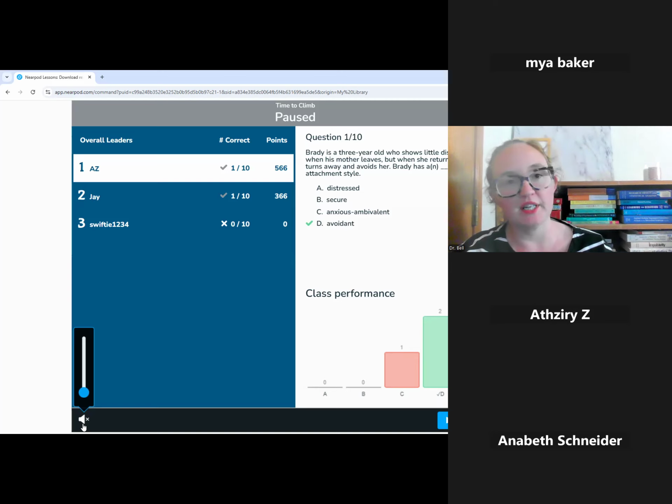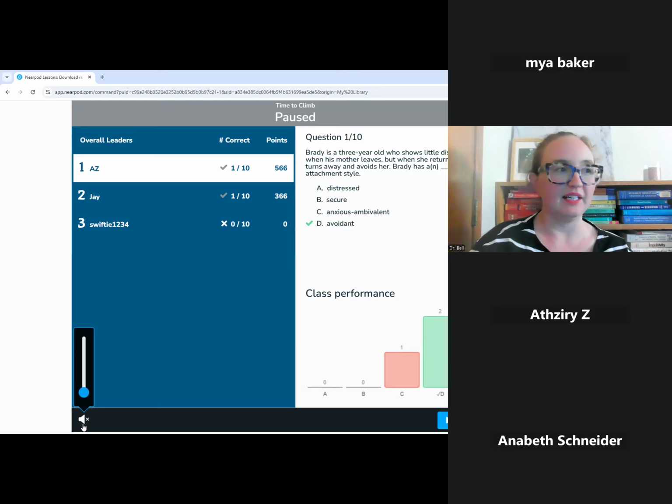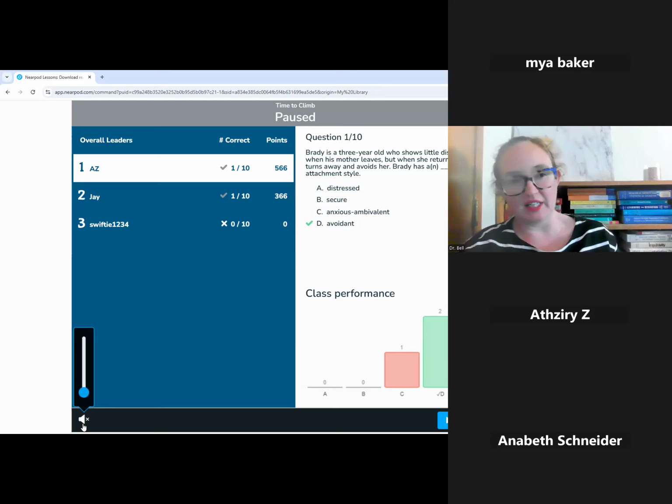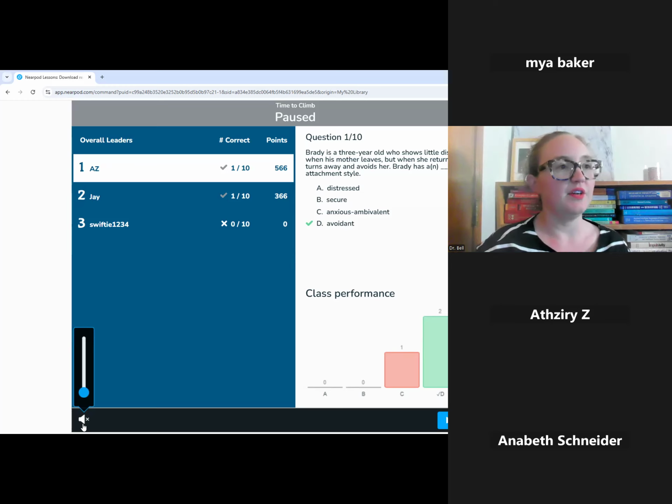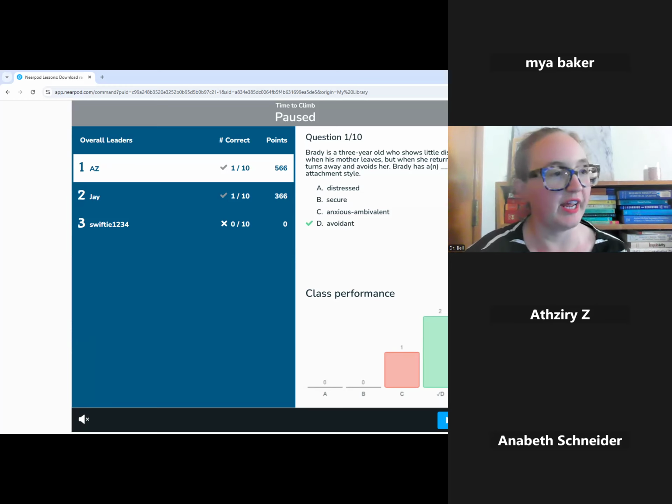So, an avoidant attachment style is like he doesn't even care when she comes back, he's literally avoiding her. A secure would be like, he's a little upset when she leaves, he's excited when she comes back. And an anxious would be like, in a panic when she leaves. So it's kind of what it sounds like. One person put anxious ambivalent, but it is actually avoidant, just due to the fact that he doesn't even care that she came back.